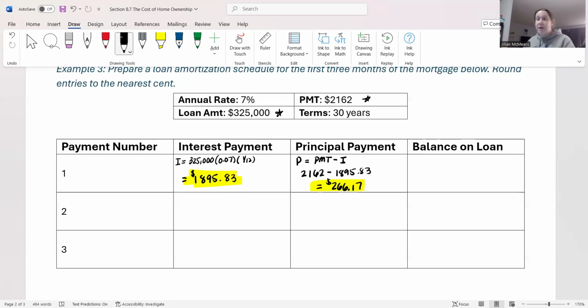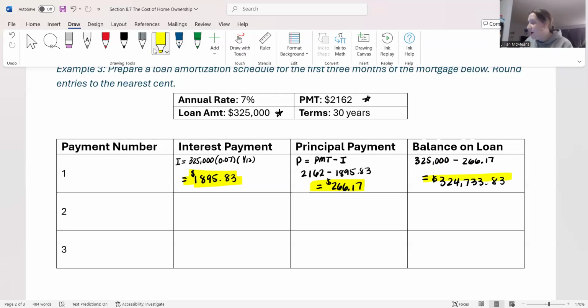So what is the new balance on your loan? Well, you take the previous balance, okay? The previous balance was $325,000. That's how much we started out borrowing. And we want to subtract the principal payment for month 1, which was $266.17. So the new balance on the loan is going to be $325,000 minus $266.17. So the new balance on the loan is $324,733.83. And if that isn't enough to make you cry, I don't know.